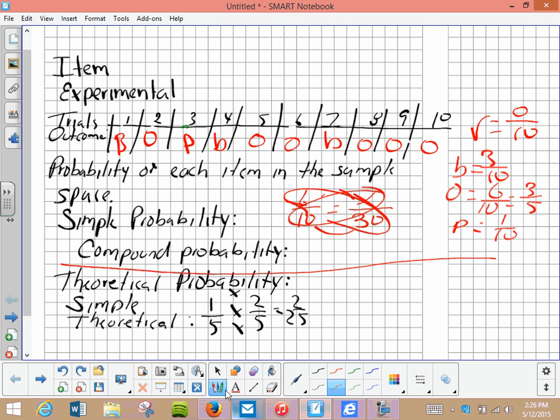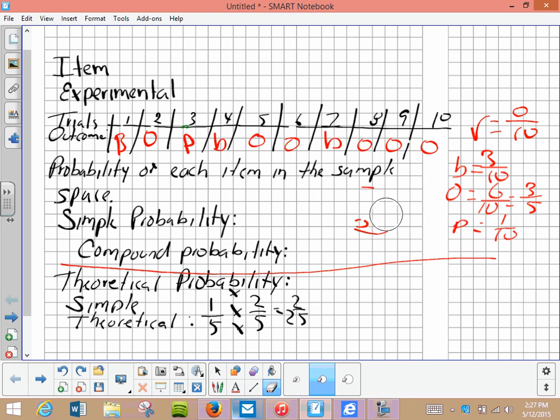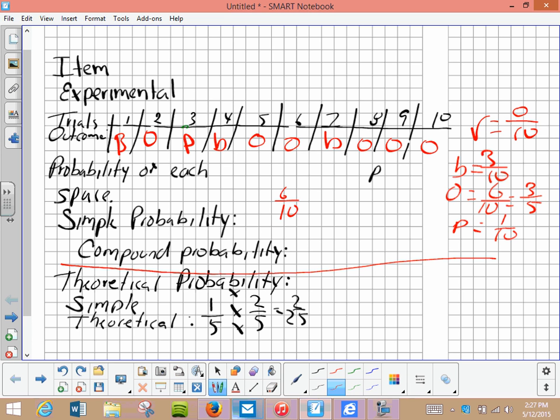Sergio, what did you get for compound probability? I used orange and blue. Orange was 6. So again, you base that off of your data, right? So orange is 6 out of 10. And blue was 3 out of 10. By the way, this is how you write probability. You multiply them, you get 18 out of 100. And you can simplify it and you get 9 out of 50, right?